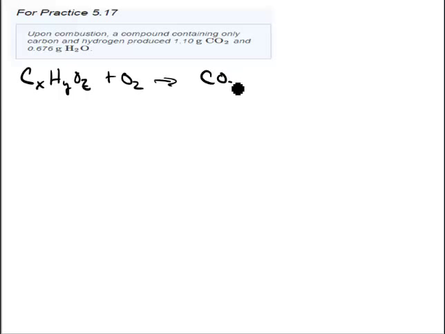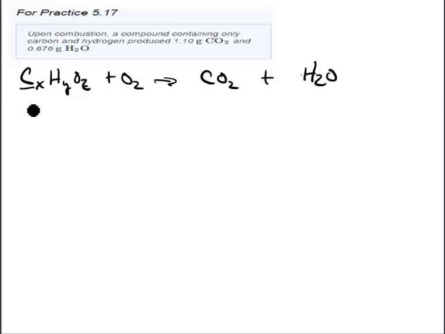And what we're going to get out, as our combustion products, is always going to be the most stable oxide of whatever's in that compound. So for carbon, that's going to be CO2, and for hydrogen, water, which is the most stable oxide of hydrogen. That's what's going to come out of it.